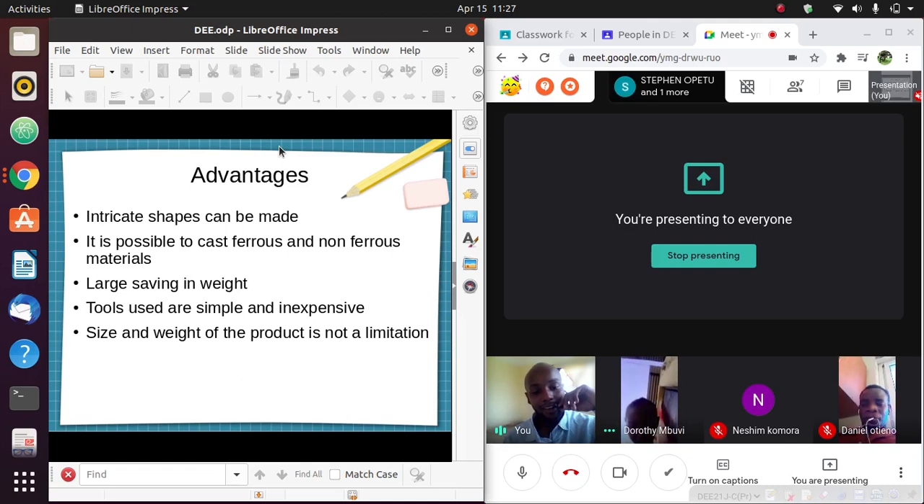Now, the size and limitation, size and weight of a product. Sio shida. I can cast something as big as an engine, hata ya meli, which is, let's say, 5,000, 10,000 kilograms. And I can cast a simple thing kama penseli. So the size and the weight of a material, sio shida. It will just depend on the size of your pattern. Ile pattern ndio ile shape ambayo unataka ile mold ikuwe nayo. So if I want to make an engine, it is very possible. If I want to cast up a pen, it is very possible.